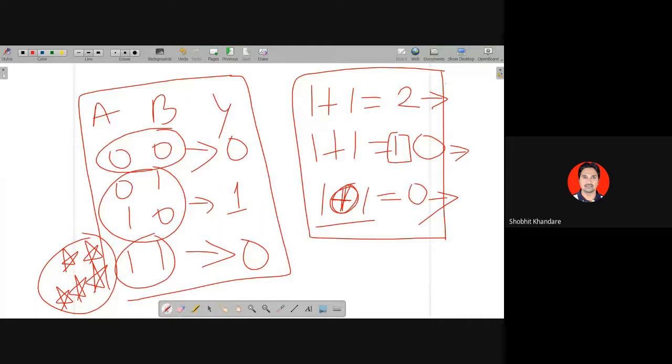This is arithmetic operation. Shall we proceed further? Is it clear to everyone? These are all basics. So you should know this. Shall we go ahead? Yes, sir. Okay.